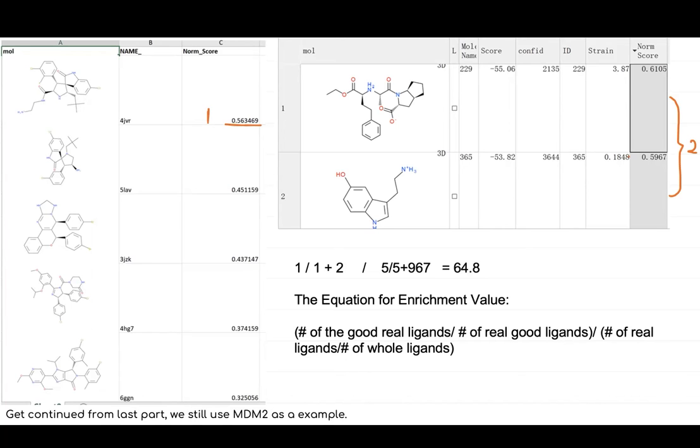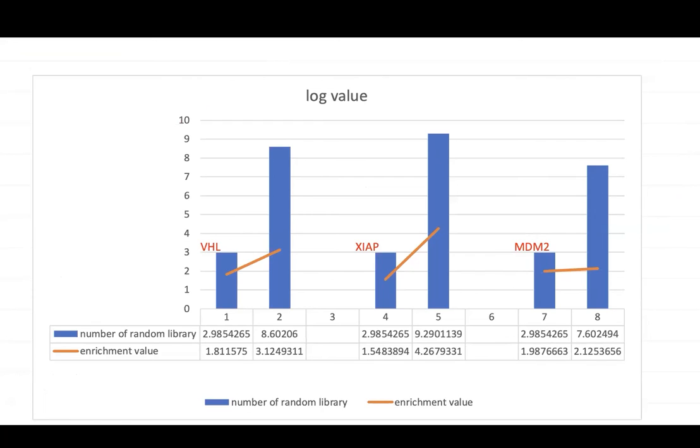I have concluded the data results received from the 3 successful examples. The blue bar means the number of small molecules in the random library. The left blue bar of each protein represents a smaller library, while the right bar means the larger library. The orange lines show the trend of the enrichment value. As we can see, it increases as the library increases.